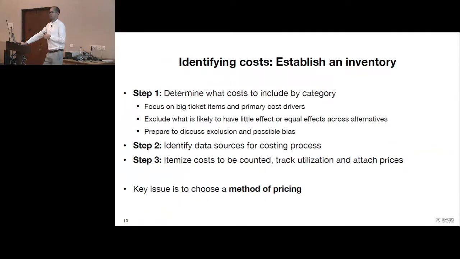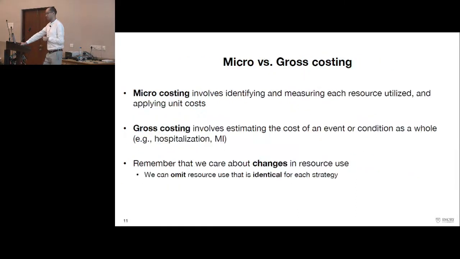So when we prepare cost parameters, we first need to determine what costs to include by category. All those indirect costs, direct costs. We focus on the big items. We talked about all this. And in the second step, we identify data sources for the costing process. I will talk about that on the next slide. Maybe let's go there right away. This goes back to your question.